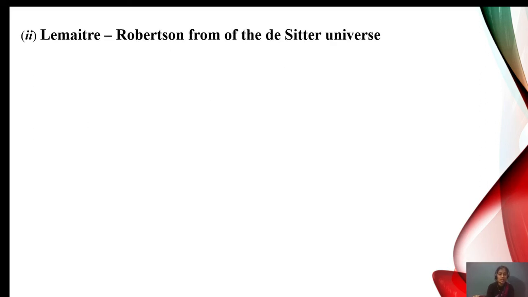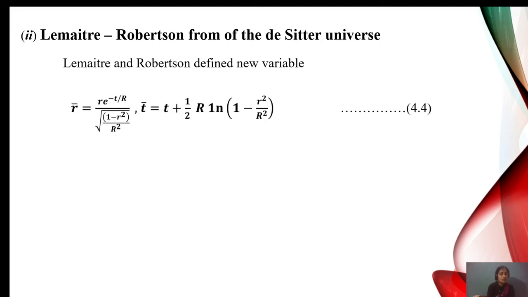Next, the second part. The first part was the geometry, and the second is the Lemaitre-Robertson form of the de Sitter universe. Here r bar equals r e to the power minus t upon R, times the square root of 1 minus r square by capital R square, and t dash equals t plus half R ln(1 minus r square by capital R square). This equation is 4.4.